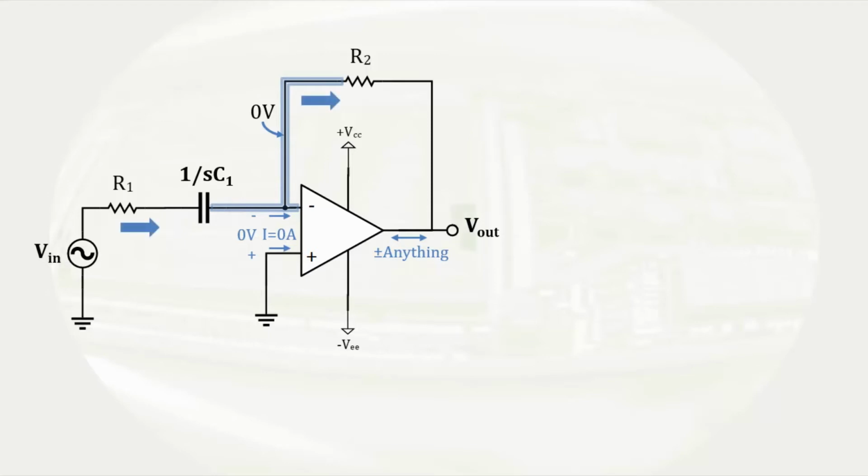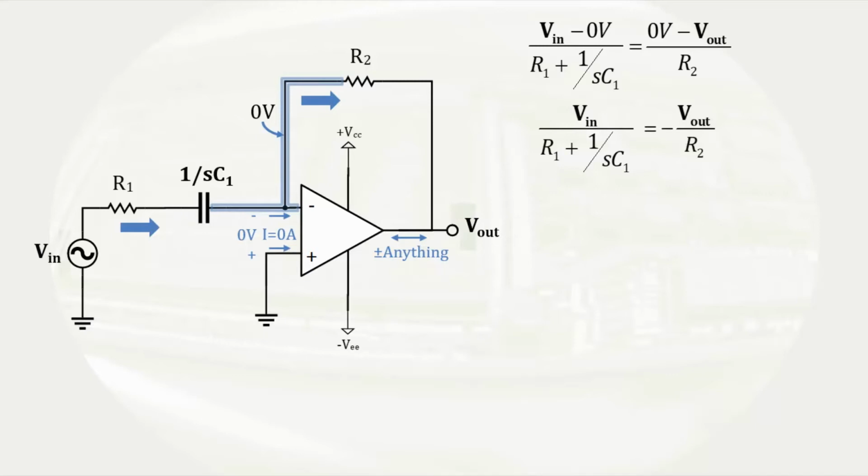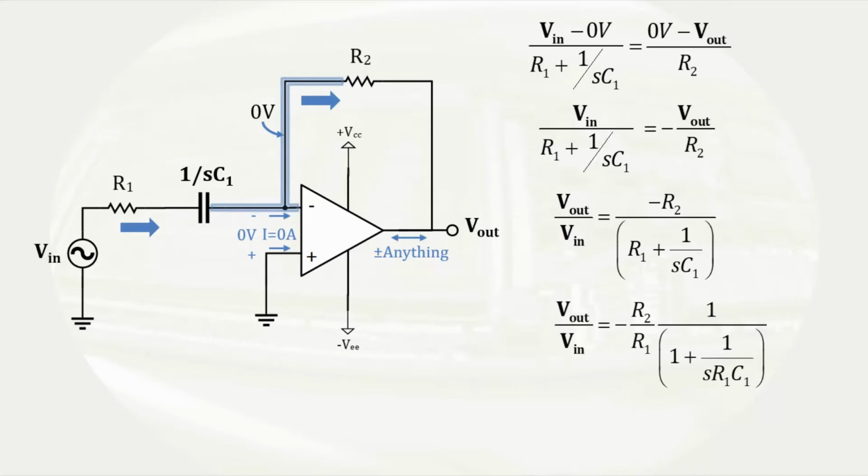Indicating directions for the current entering and leaving the node connected to the inverting terminal, we can write an equation for the current through the input branch that is equal to the input voltage minus 0 volts divided by the sum of the input impedances. That has to be equal to the current through the feedback resistor, which is 0 minus Vout divided by R2. If we simplify the appearance of the equation by eliminating the zeros, we can solve for the ratio of the output voltage to the input voltage and determine that the transfer function is equal to the negative of the ratio of the feedback resistor to the input resistor, times 1 over the quantity of 1 plus 1 over SR1C1.